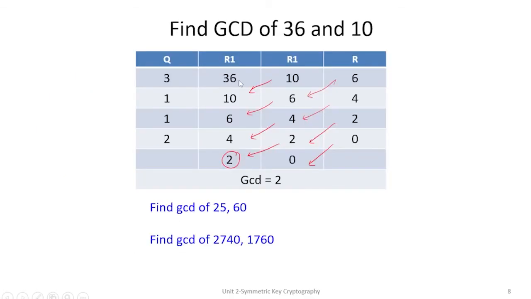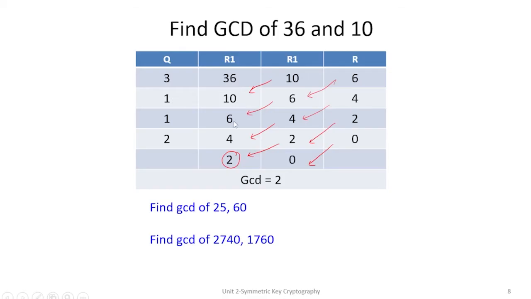In this way, we can find the GCD using these notations. For example, I want to find the GCD of 36 and 10. How can we check it? From these two numbers, the greater number is taken as R1 and the smaller number as R2. Then for 36 and 10, I write the quotient at the left side and the remainder at the right side. The quotient is 3 and the remainder is 6. For the next step, I take the R2 value as R1 and the remainder as R2. So 10 and 6 are copied to the second row. Then find the quotient: it is 1, and the remainder is 4.